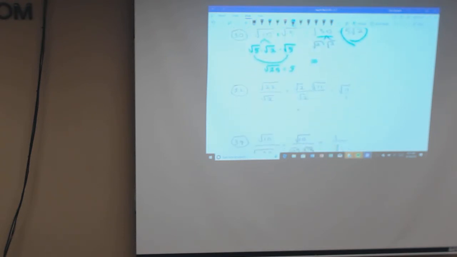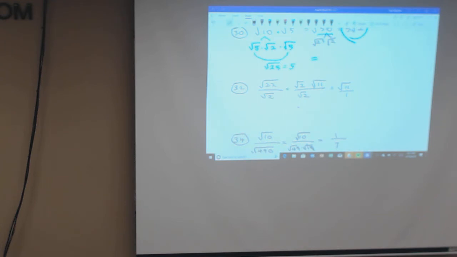Number 32, radical 22 over radical 2. Can everybody see that 22 can be divided by 2? So that just becomes radical 11. You can put it over 1 if you want, but it's still just radical 11.